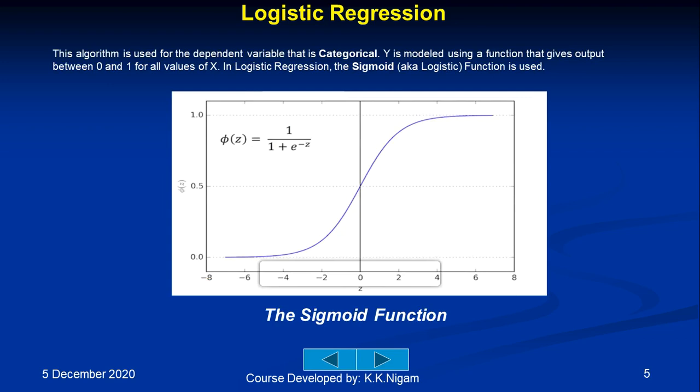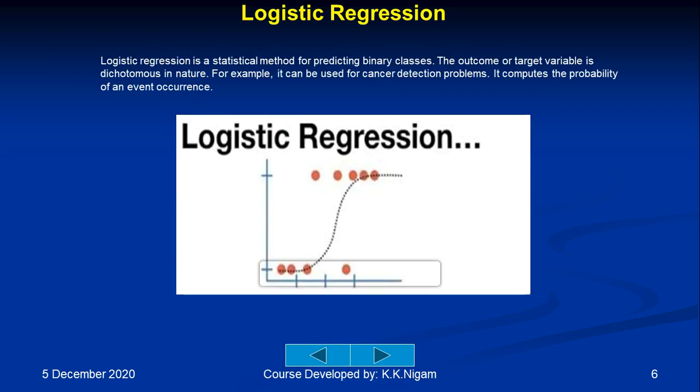Now, the algorithm is used for dependent variables that are categorical. Y is modeled using a function that gives output between 0 and 1 for all values of x. In logistic regression, the sigmoid, called the logistic function, is used. Now, logistic regression is a statistical method for predicting binary classes. The output or target variable is dichotomous in nature.